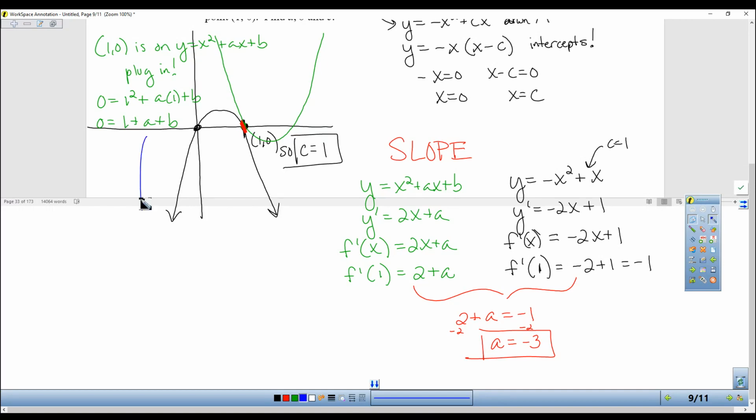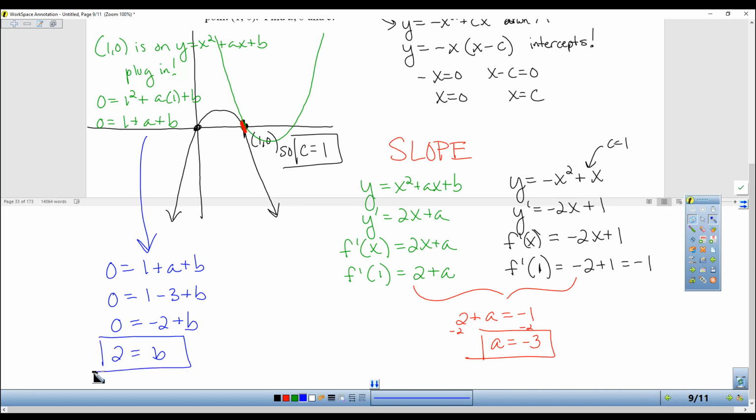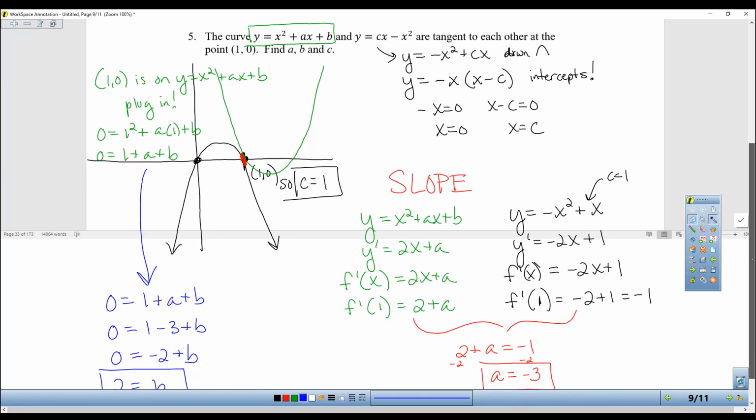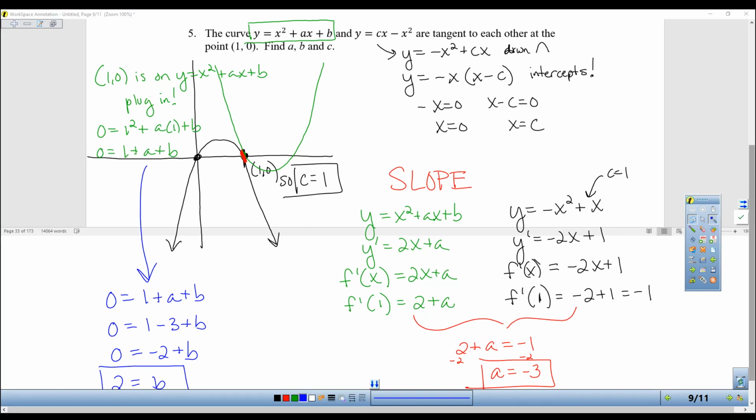To get the third one, use this equation. 0 is equal to 1 plus a plus b. But now that I know that a is negative 3, I can finish this up. B is equal to 2. Let's just make sure that's what they were asking for. Right, find the values of A, B, and C.